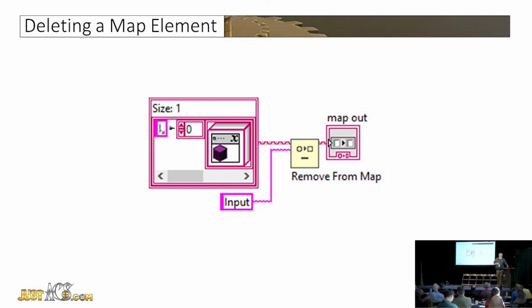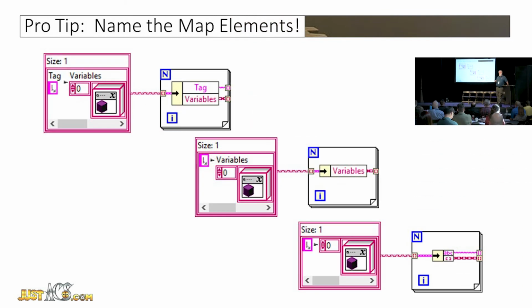So that's maps. Now, a pro tip, the map element is a cluster of a key and a value. Take the extra 15 seconds and put a label on the key and put a label on the value so that when you inevitably want to dump your entire map out as an array, you can get the benefit of the unbundle by name function. Otherwise, you have to just use the straight unbundle, which we're all taught not to do for a very good reason.